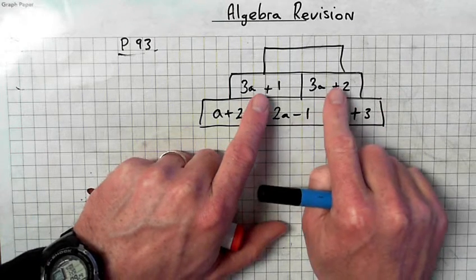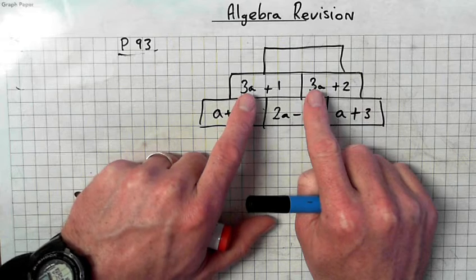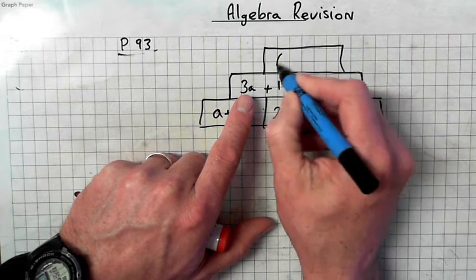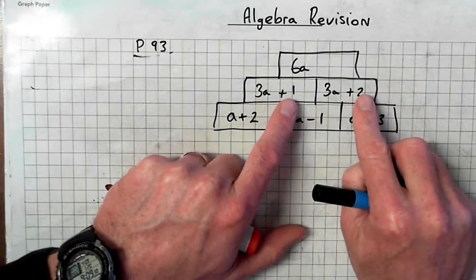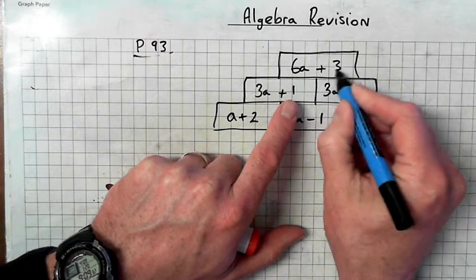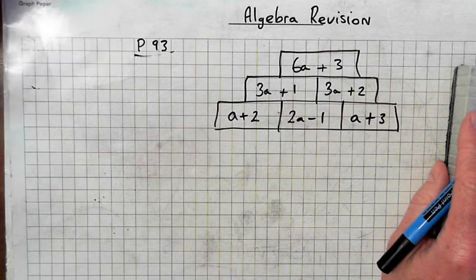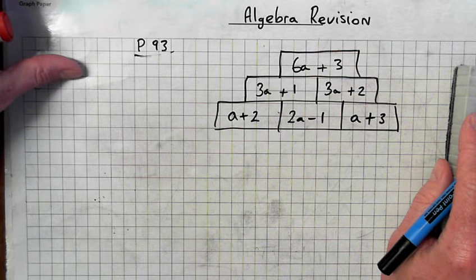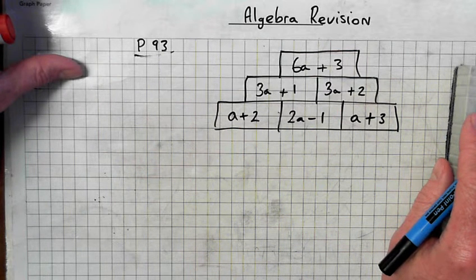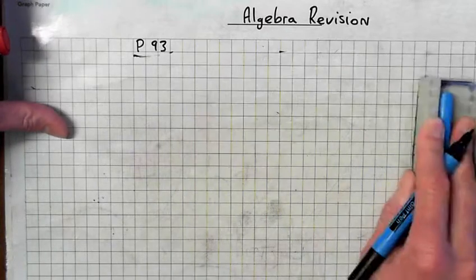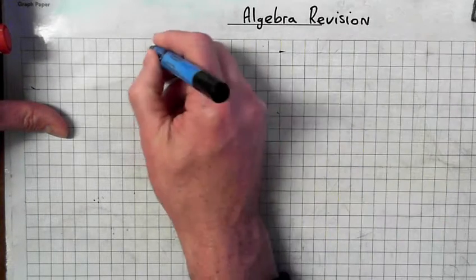Now we're looking at these two squares. I'm going to add the a's first. 3a plus 3a. And 2 plus 1. Okay. Again, not too bad. So we're going to turn the page. We're going to look at page 95 now.